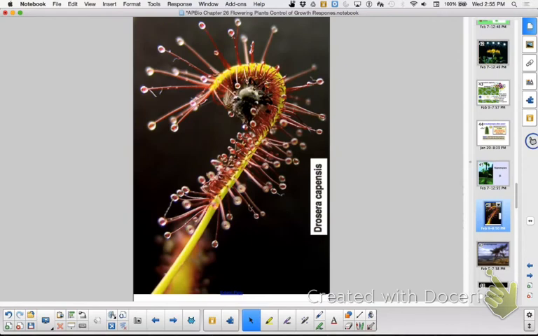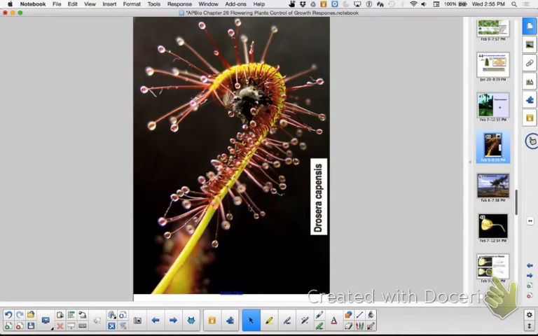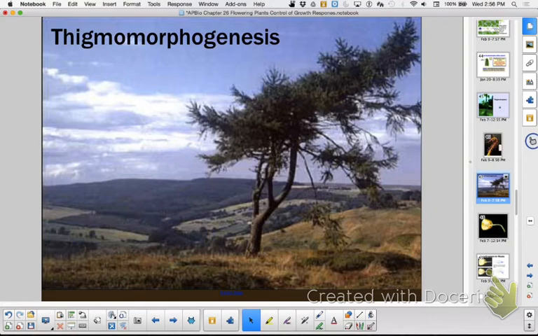Maybe you want to respond to touch because you want to consume something, because you're living in nitrogen-deficient soil. So you're going to catch a bug or something to digest. This is just one area of the plant moving. If the whole plant is responding to it, that's when you have thigmomorphogenesis. Okay? In this case, this would be like a sturdy tree prepared for the winds coming at it from one direction.